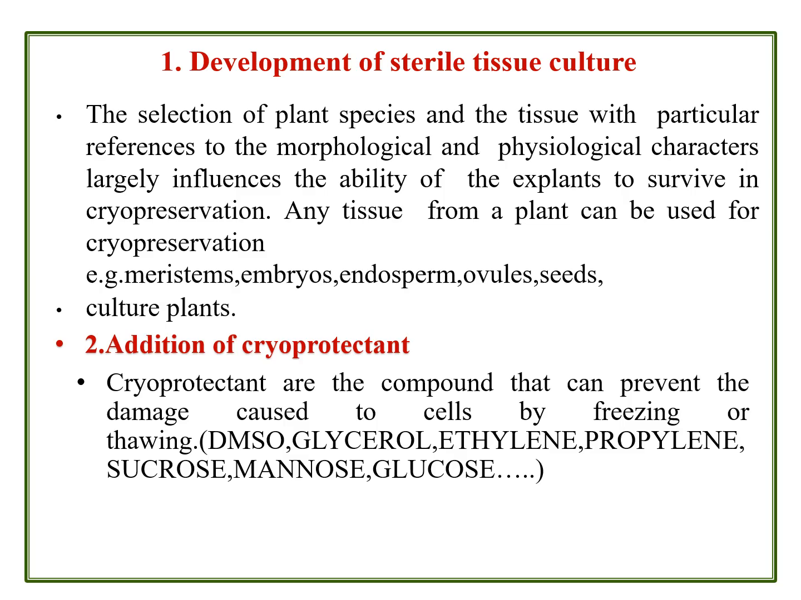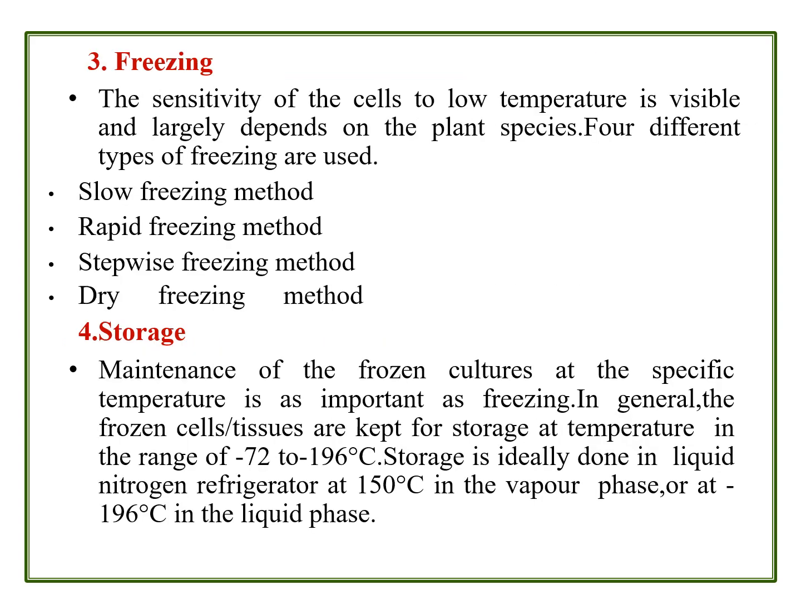Cryoprotectant addition. Cryoprotectants are usually DMSO, glycerol, ethylene glycol, propylene glycol. Sucrose, mannose, and glucose can also be used as cryoprotectants, but at higher concentrations, without contamination. In freezing, it must start from slow conditions, progressively reducing the temperature. The slow freezing method, rapid freezing method, and stepwise dry freezing method are the freezing methods involved.